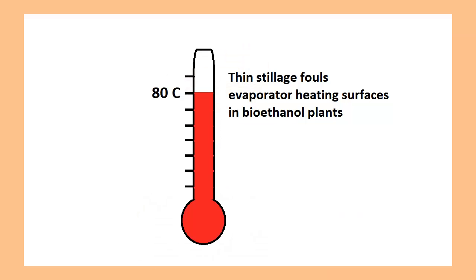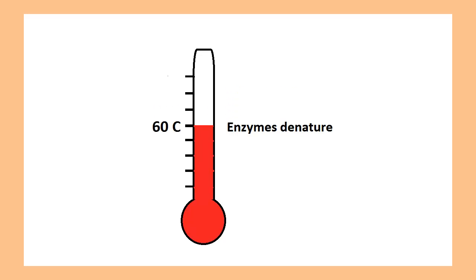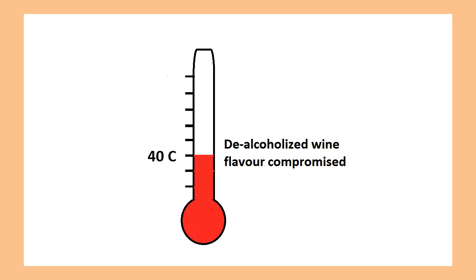In ethanol plants, thin stillage evaporators and reboilers foul at temperatures greater than 80 C. As low as 70 C, oil and oil additives may be damaged in oil recovery stills. Above 60 C, enzymes may be denatured. Delicate aromas and flavors are affected in juice concentrators around 50 C.